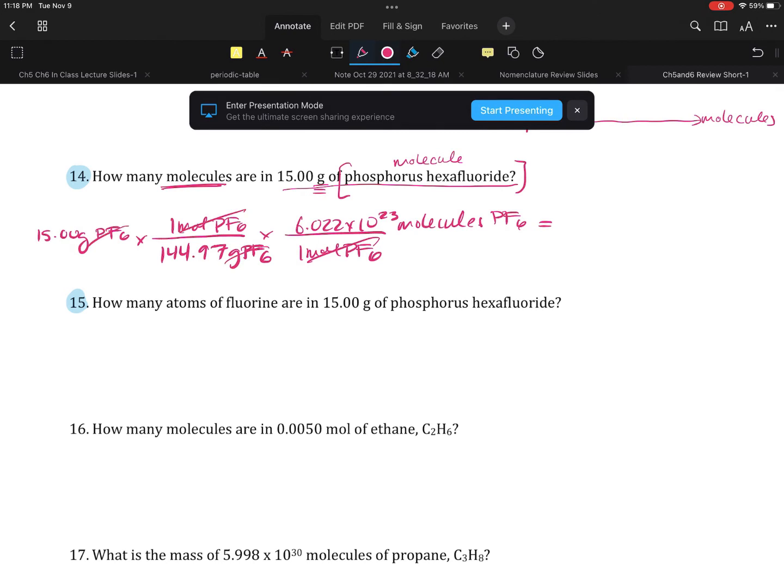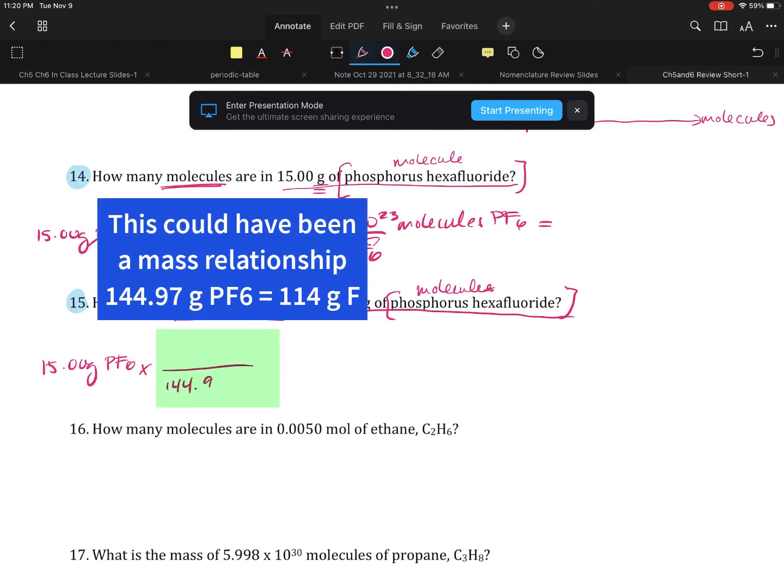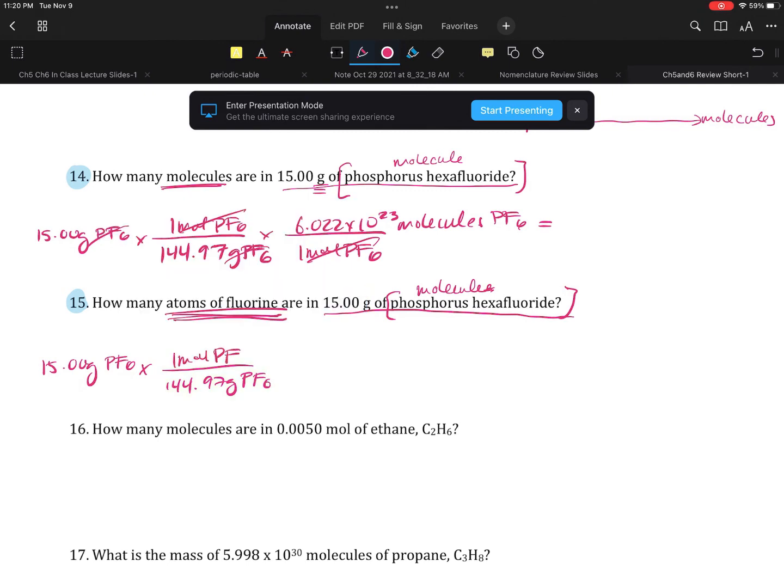All right, now on to the next problem, which is similar but not the same. Phosphorus hexafluoride is a molecule, so if my question is asking for atoms of fluorine, that means I'm going to have to take my molecule and break it into its respective pieces. For the first round, I'm going to take my 15 grams of PF6 and use molar mass to convert to moles of PF6.